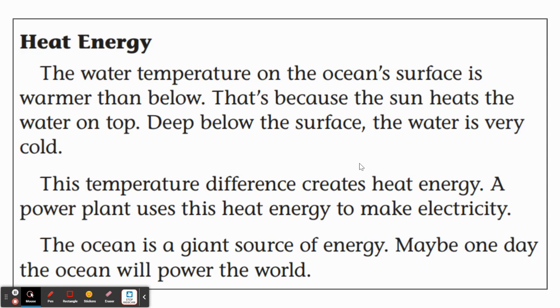Heat energy. The water temperature on the ocean surface is warmer than below. That's because the sun heats the water on top. Deep below the surface, the water is very cold. This temperature difference creates heat energy. A power plant uses this heat energy to make electricity. The ocean is a giant source of energy. Maybe one day, the ocean will power the world.